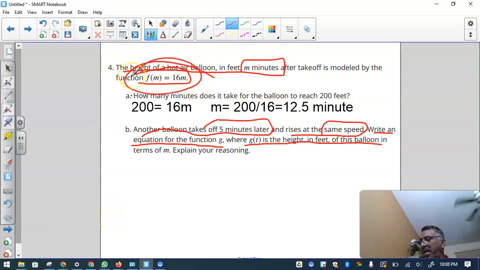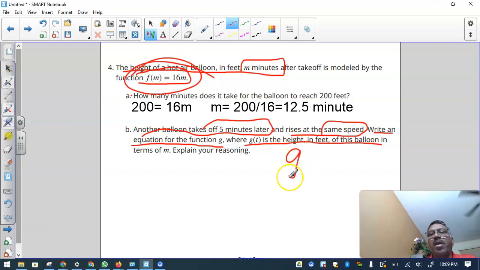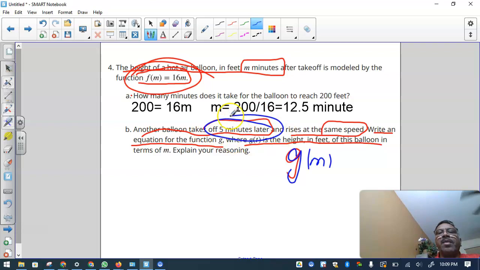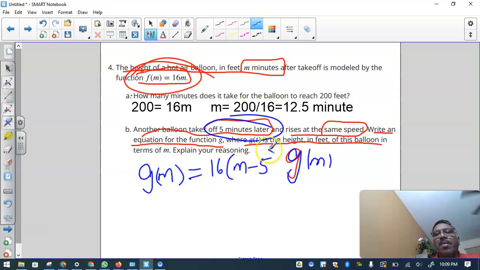Now remember what this means. If this is your f of m, you're supposed to write the g. How is g related to f of m? Because it takes off 5 minutes later, g of m will equal 16 times (m minus 5). So why minus 5? Because 5 minutes before is what the height of f is, since g is taking off later, so it has to be minus 5.